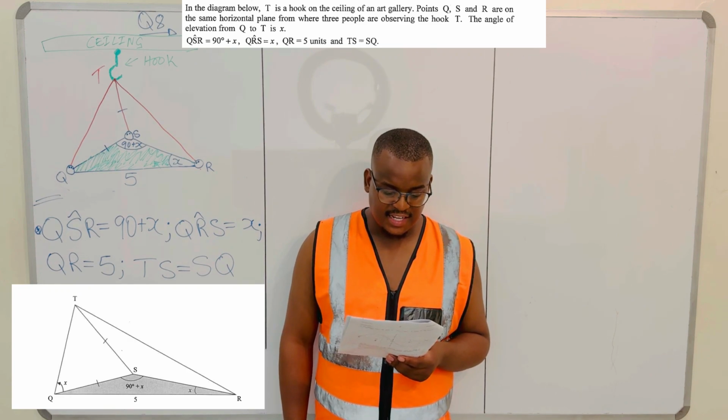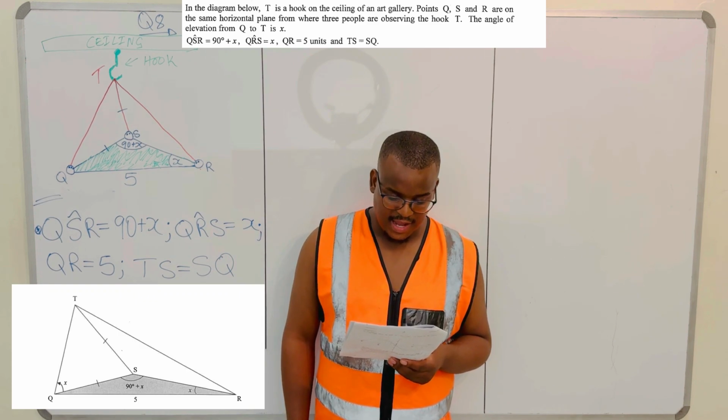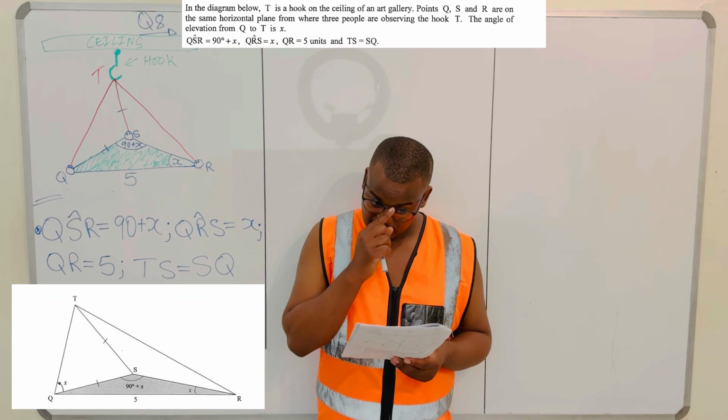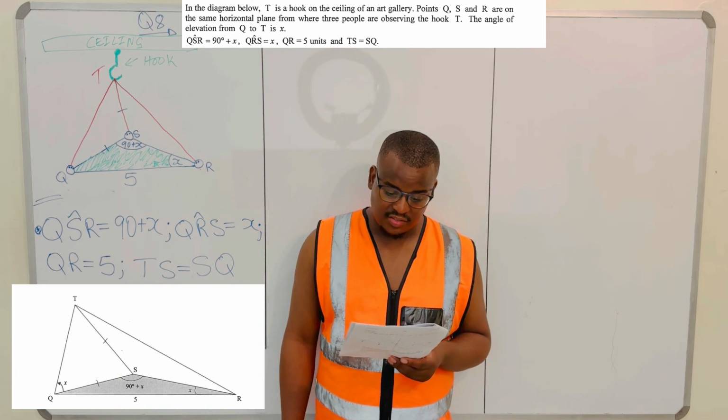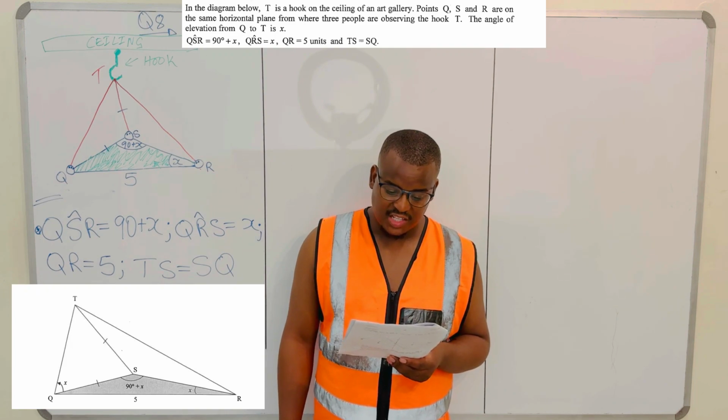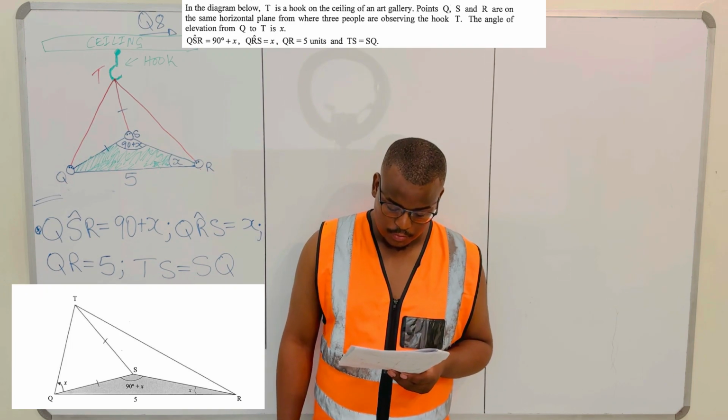The angle S in triangle QSR is 90 plus X, and angle R in triangle QRS is X, and the length QR is 5 units, and TS is equal to SQ.